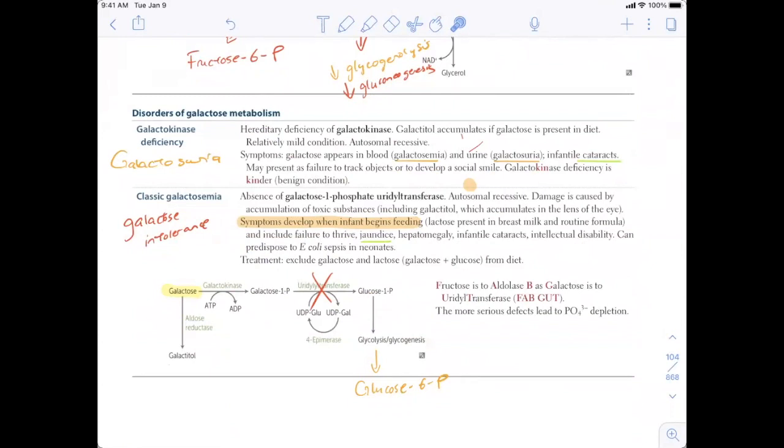So obviously the treatment is to remove galactose and lactose from the diet. All right, remove galactose and lactose from the diet.